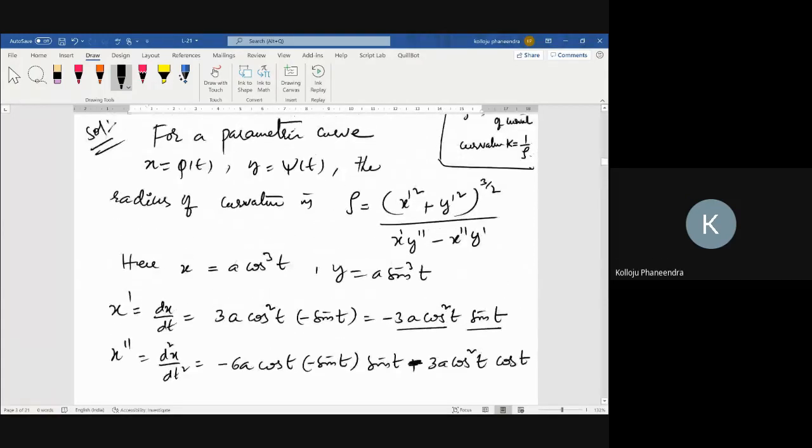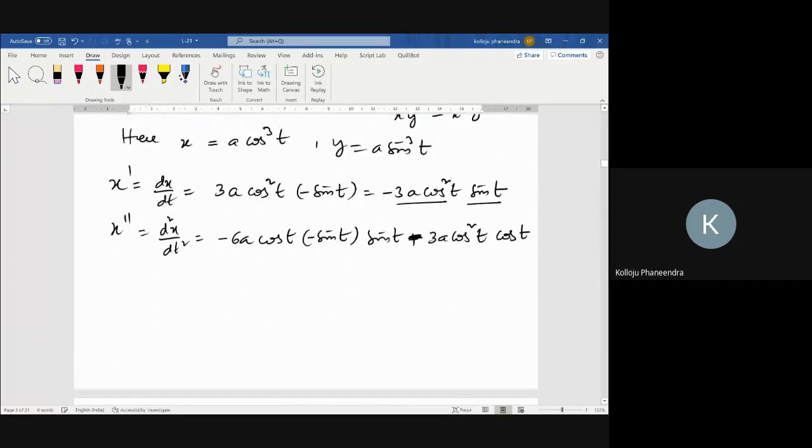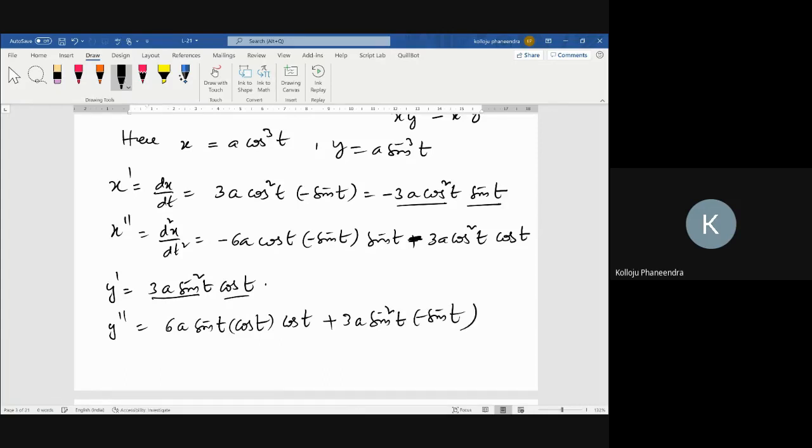We actually calculate these derivatives at t equal to pi by 4. Let me calculate y dash. Y dash is 3a sine square t cosine t. Next, what is y double dash? This is u, this is v: 6a sine t into cos t into cosine t, plus 3a sine square t into minus sine t.